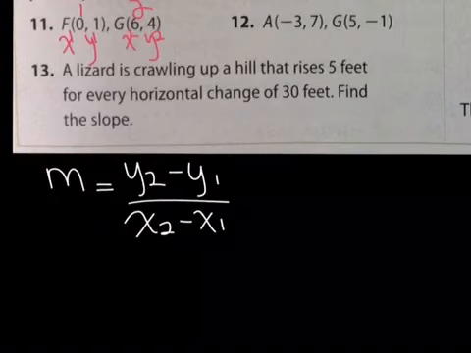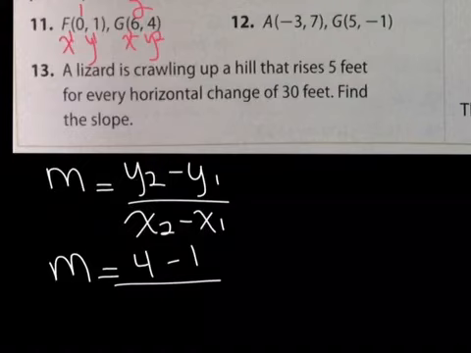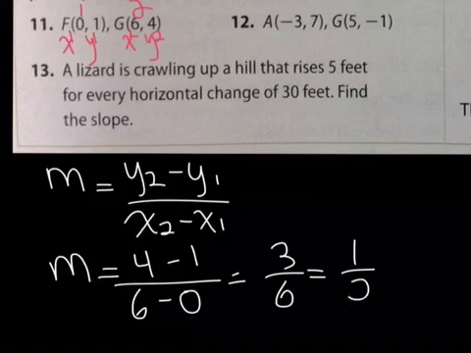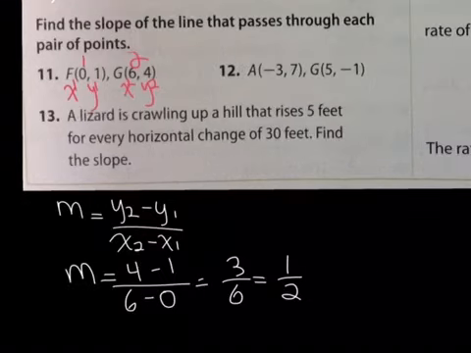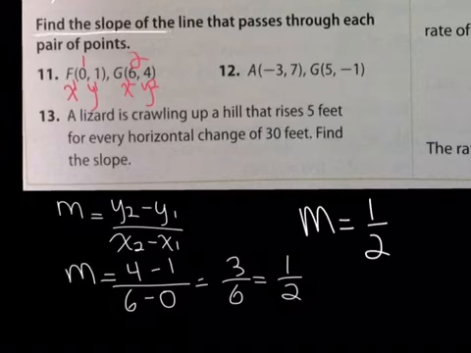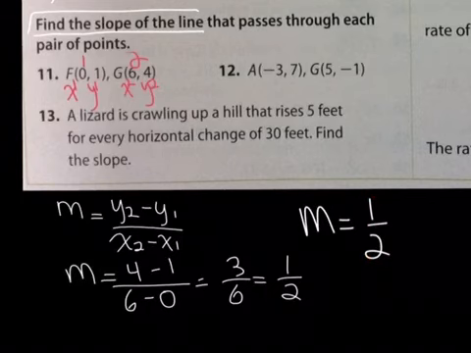Now we're going to replace them by saying m is y2, which is 4, minus y1. On the bottom we have x2, which is 6, minus 0. What is that? That is 3 over 6, which equals a half. And this is our slope. M equals a half. They're asking you to find the slope of the line. The slope of the line is m equals a half. Rise over run. So you would go up 1 and over 2, and you could graph this. Up 1 and over 2, right?